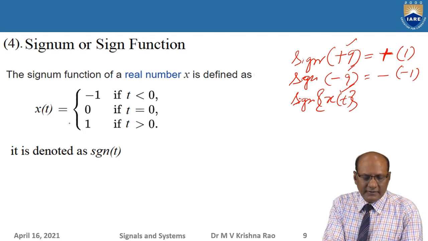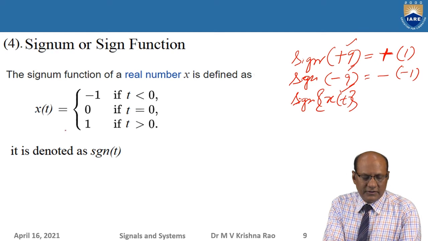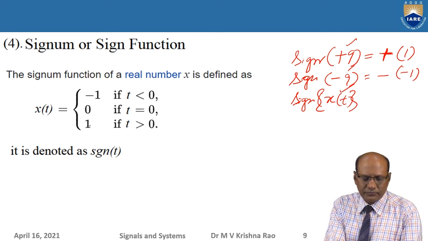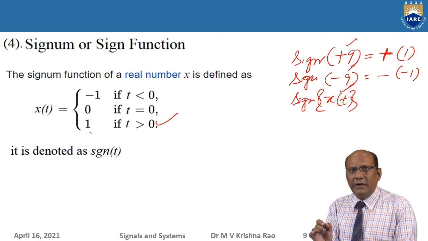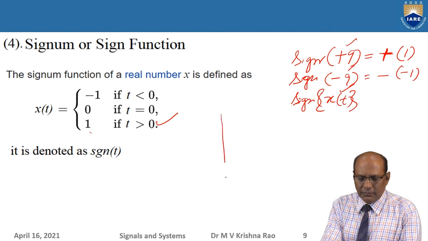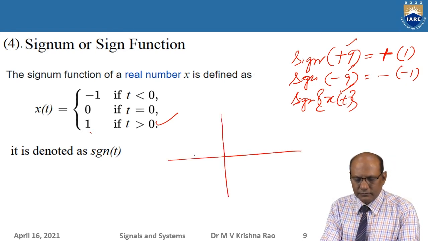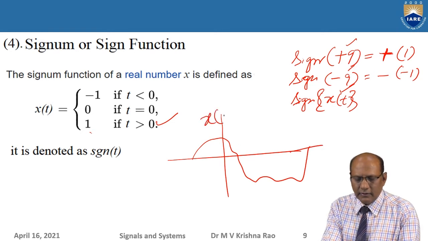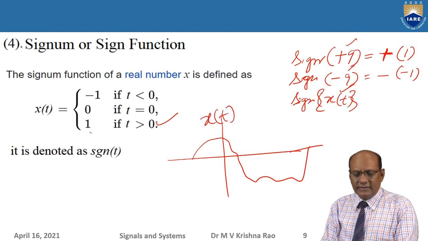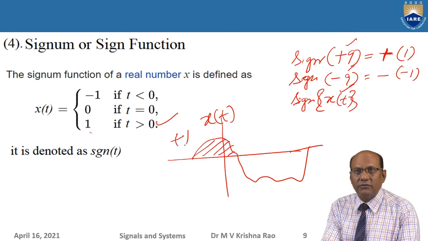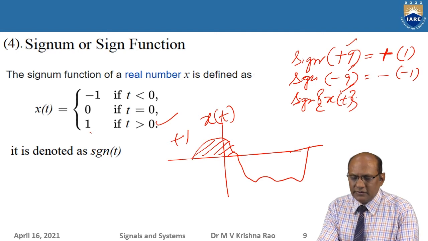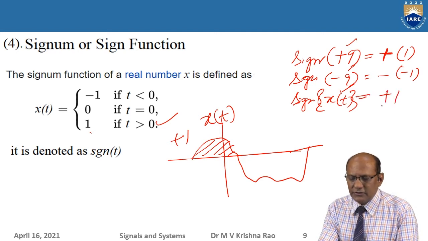So here the signum function is defined as plus 1 if t is greater than or equal to 0. What is t? T is nothing but the independent variable. Okay, if I take some function like this, x of t, what is the signum function for this? Up to this portion, the signum function is plus 1.